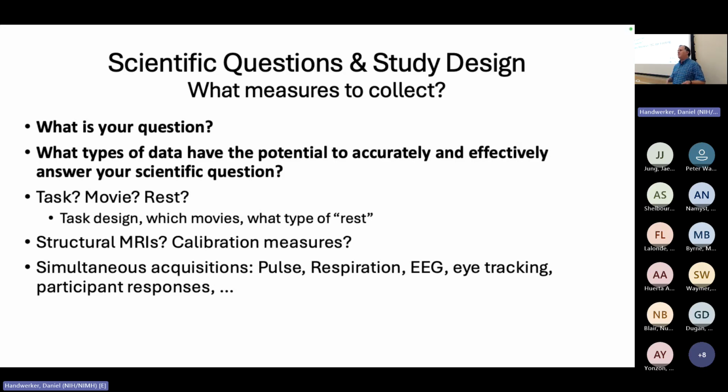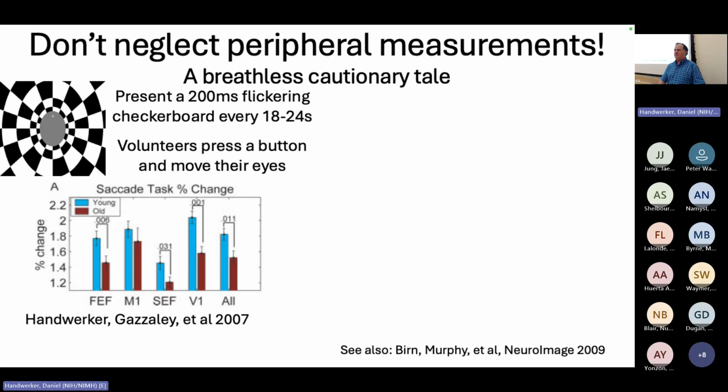Mostly because it's something that, at least at NIH, is really easy to collect, and it's fairly easy to collect everywhere, pulse and respiration, but it's strangely not done as often as it should. It should be a default, and it's not. And here's my cautionary tale of why you should do this.